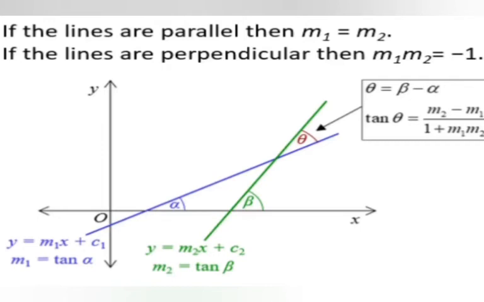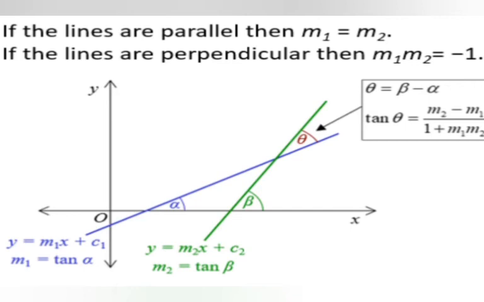This is the diagram depicting two lines. The blue line and the green line are the two straight lines, and the angle between them is theta. To find the angle between the two lines again, we could say tan theta is m2 minus m1 over 1 plus m1 times m2.